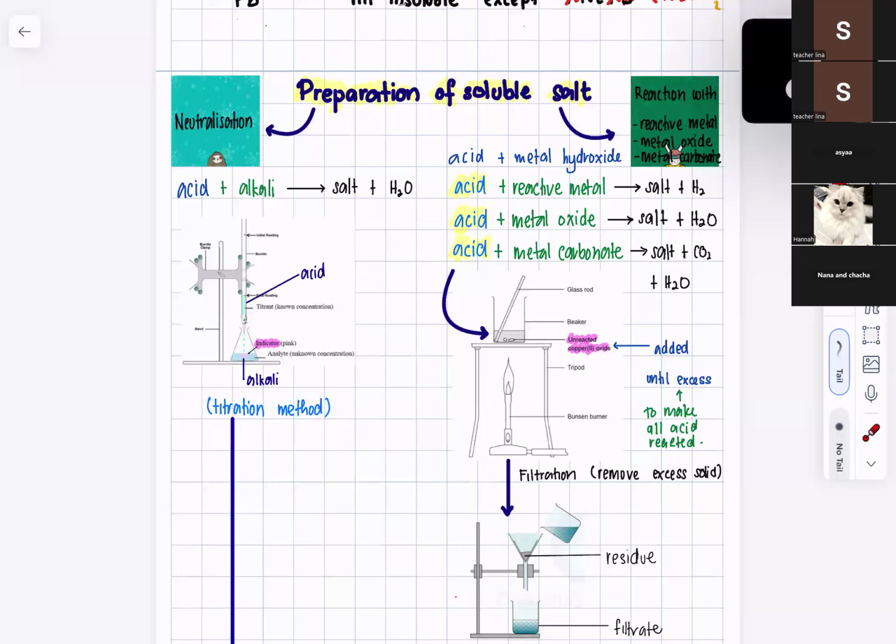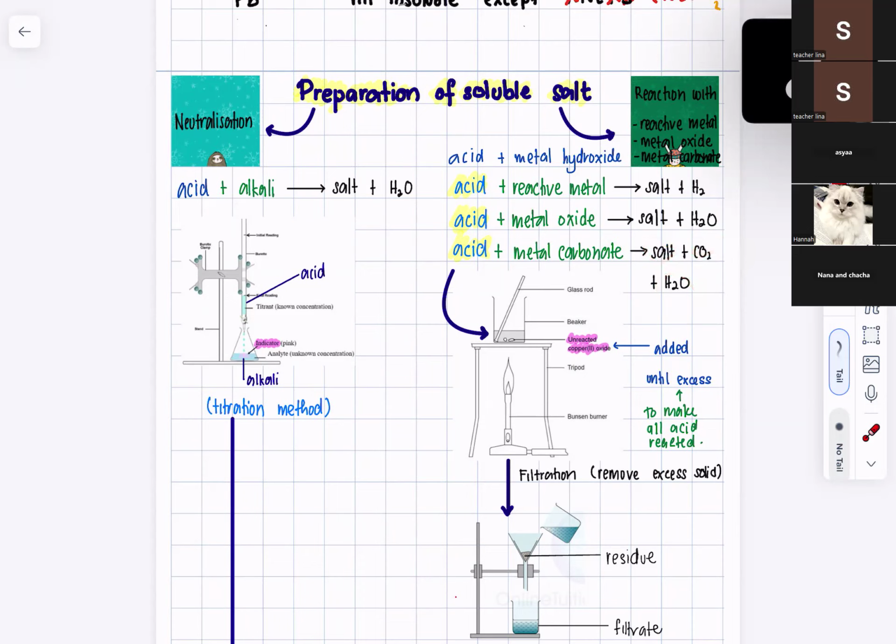Okay, preparation of the soluble salts. We have two methods, which are neutralization and reaction with reactive metal, metal oxide, and metal carbonate. This one we already learned for the topic acid and base. Acid plus reactive metal gives the salt plus hydrogen gas. Chapter 11: acid plus metal oxide gives the salt plus water. Acid plus metal carbonate gives the salt, carbon dioxide, and water.